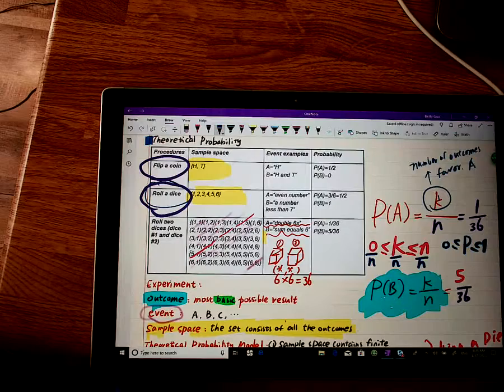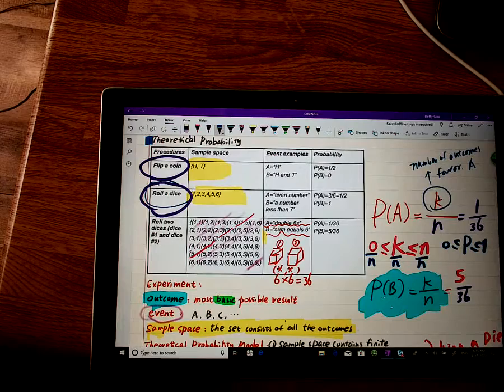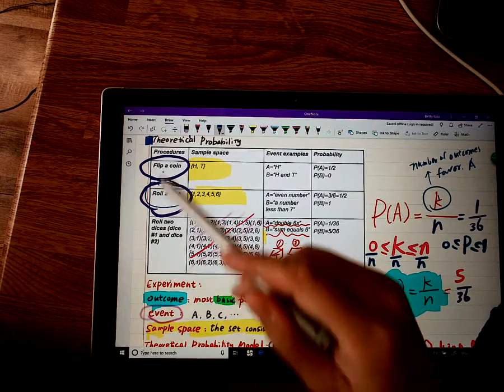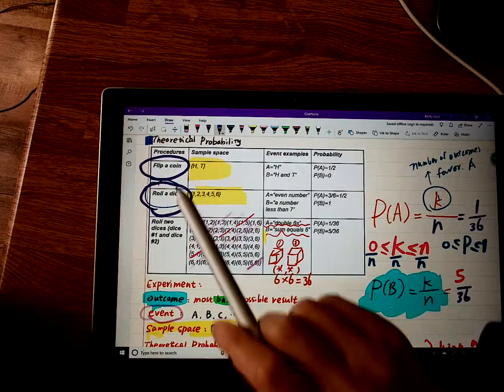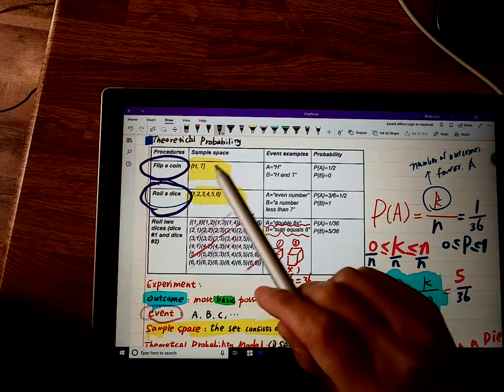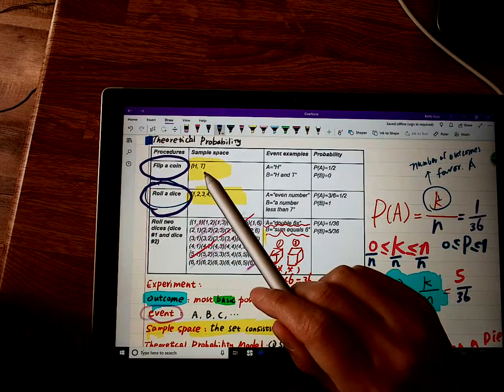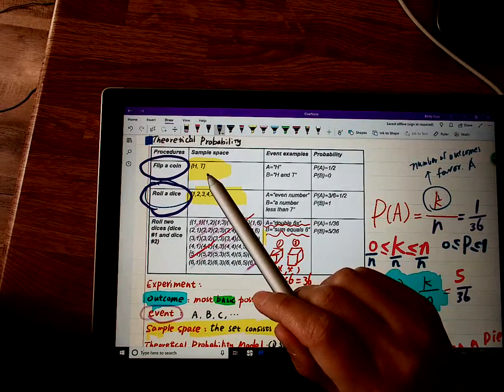Let's apply the definition of the theoretical probability to solve some problems. We agreed earlier the three examples are theoretical probability models, right? The first one, flipping a coin. We know the sample space is head and tail. It contains two outcomes.